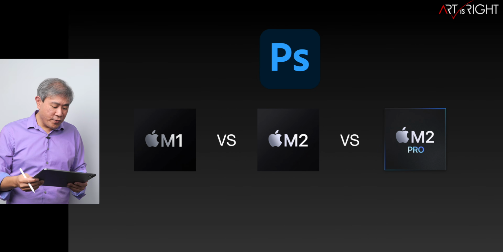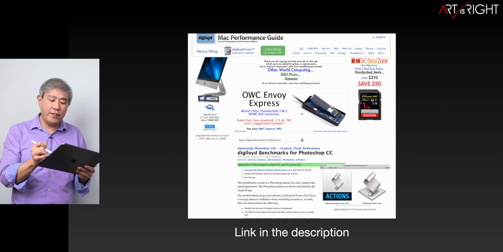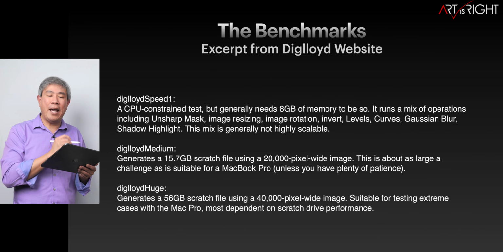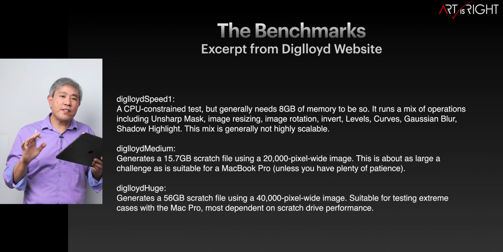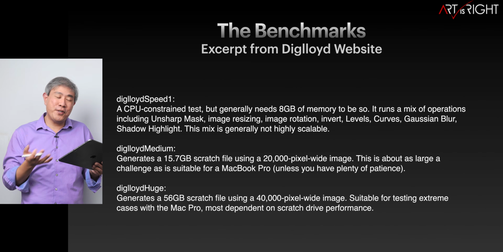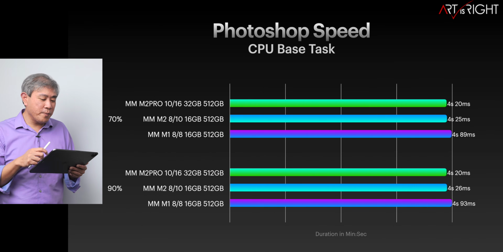All right, next up is Photoshop. And for this, I'm using Lloyd Chambers' test, Digital Lloyd. I'll leave a link to his tests on his website in the description below. You can check that out. We're going to be doing 3 tests: the speed, the medium, and the huge file. Now the huge is going to create a very large 56 gigabyte file that the majority of us won't be seeing. However, if you're one of those, then this is going to show you where the benefit comes in.